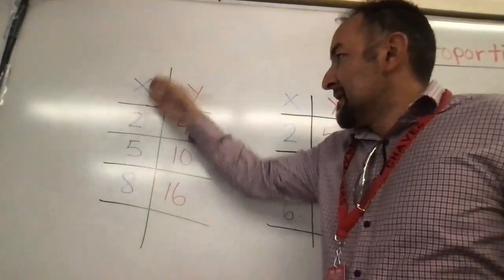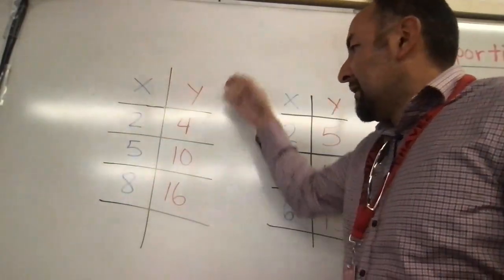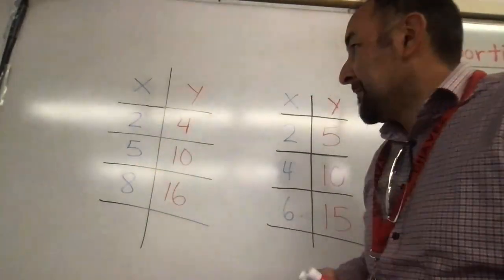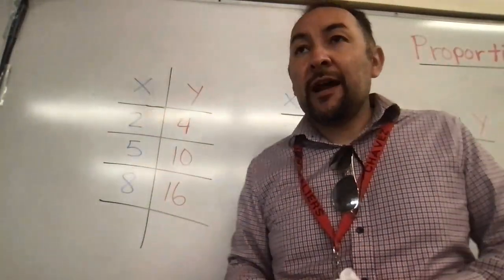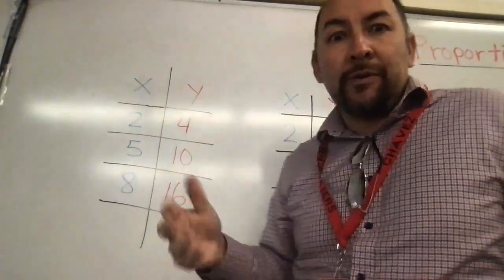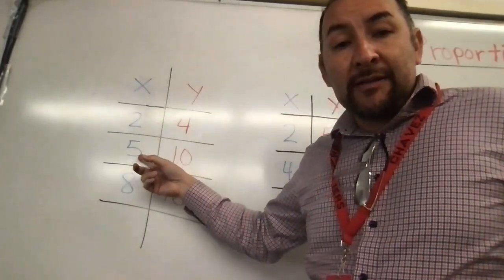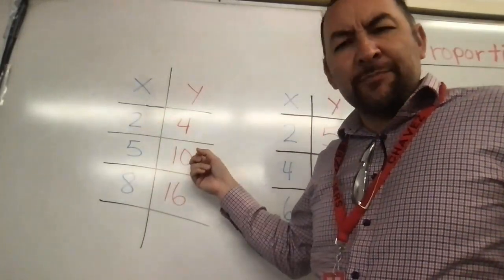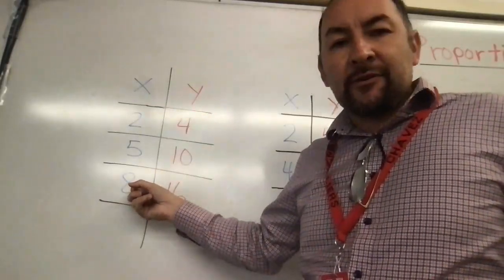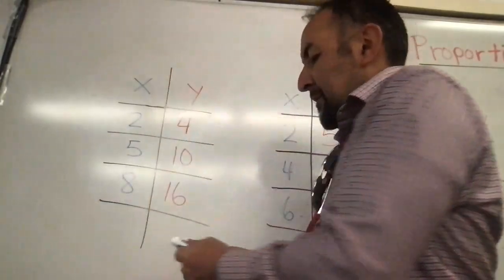So this is the X column. It just means these numbers kind of go together. This is the Y column. These numbers go together. We can come up with a quick story that says, hey, for every 2 bags of grass that you mow at your grandpa's house, he's going to give you $4. All right. If you give him 5 bags of grass, should he pay you $10? Is that proportional to this? If you give him 8 bags of grass, should he give you $16? Is that proportional? Let's find out if this is proportional.